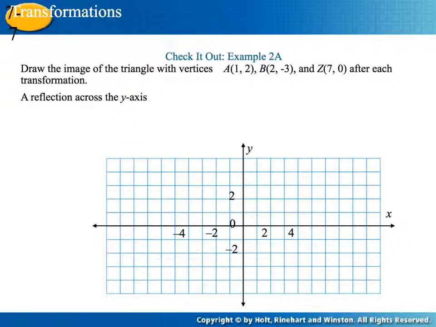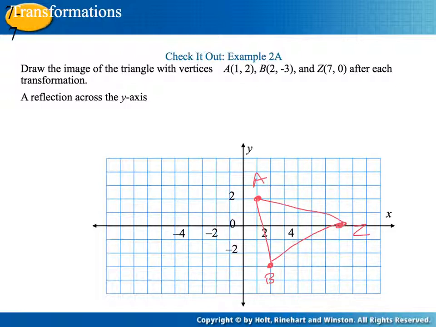Next one. Same idea. It's a reflection over my y-axis. So I'm going to plug in my points. 1, 2, that's my A. My B is 2, negative 3. Z, not C, is at 7, 0, right here. That's Z, A, B, Z. Okay, draw my shape.